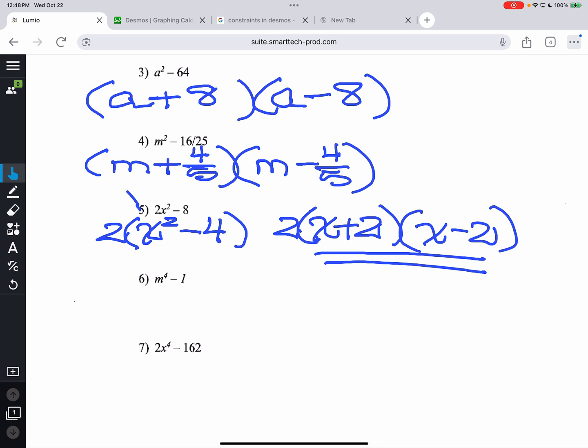Yes, ma'am? So how do you know when to leave the 2 in front of it? That's what I'm saying. Every time you have a greatest common factor, it just travels along like a piggyback ride. Oh, so if the greatest common factor is already in it, it stays with it? If you remove it from its original binomial, it's still part of what we're doing.